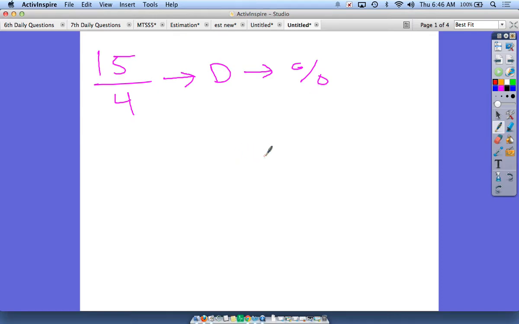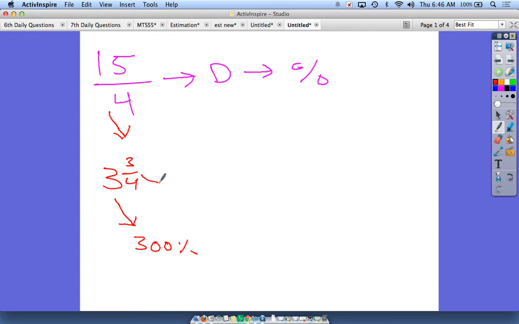So the first thing I'll do is I can divide this out if you want to, and I think it's probably just easiest to change this straight to a mixed number. 4 goes into 15 three wholes, which would be 12, and then there should be 3 left over, so it should be 3 3/4. Now, you should know what percentage 3 wholes would be. 1 whole is 100%, so 3 would be 300%, so it's at least 300%.